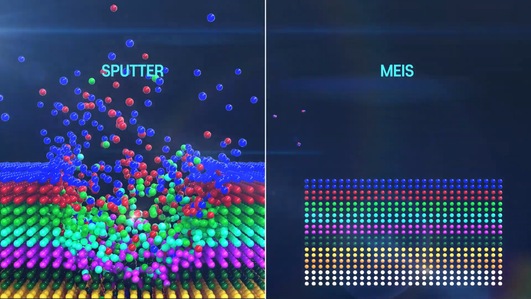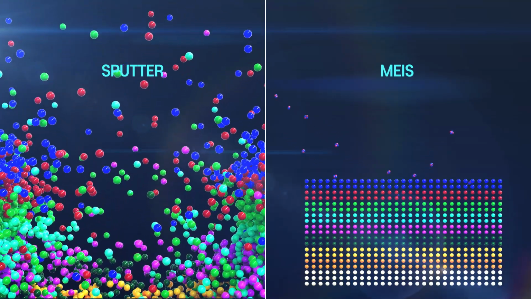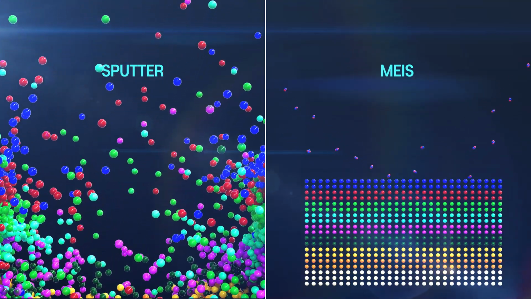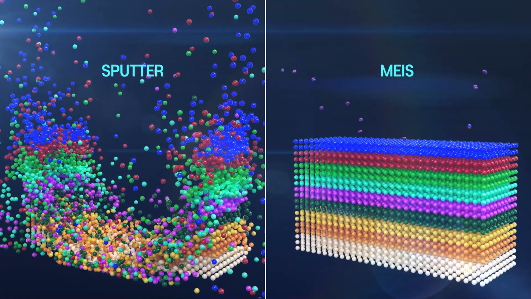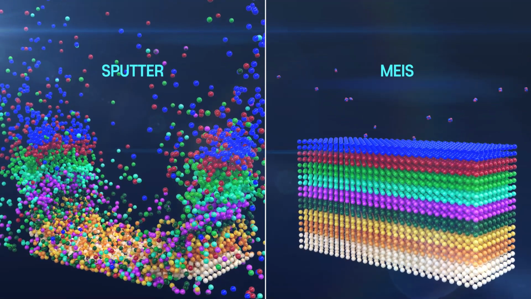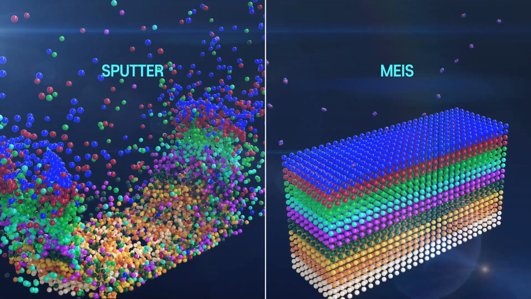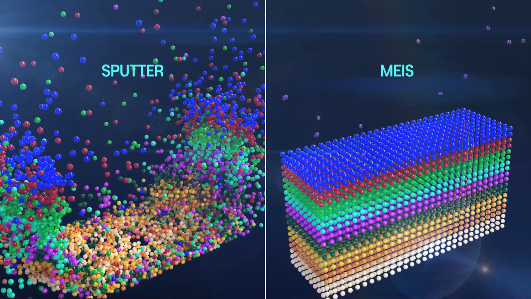Analytical methods using ion beam sputtering on multilayer ultrathin films cause severe compositional distortion at the interface owing to mixing and matrix effects. MEIS can be used to quantitatively analyze multilayered ultrathin films without distortion. This is because MEIS is a non-destructive technology that does not require sputtering.